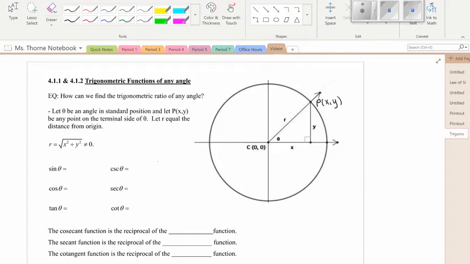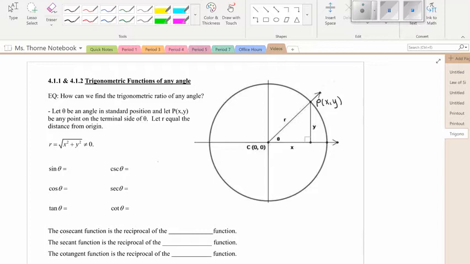Today we're going to talk about trigonometric functions of any angle. So the question is, how can we find the trigonometric ratio of any angle? Let theta be an angle in standard position, and let the point P of x comma y be any point on the terminal side of theta. Let r equal the distance from the origin. So just like we have this picture over here.